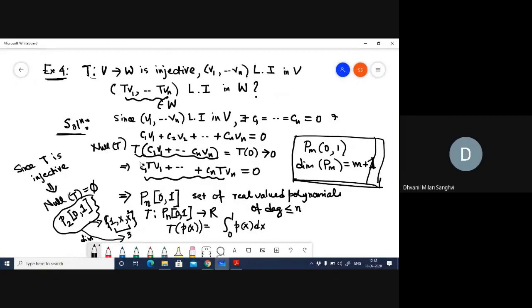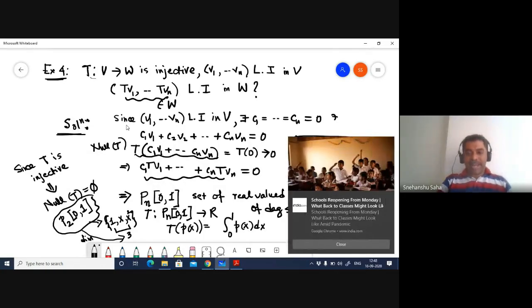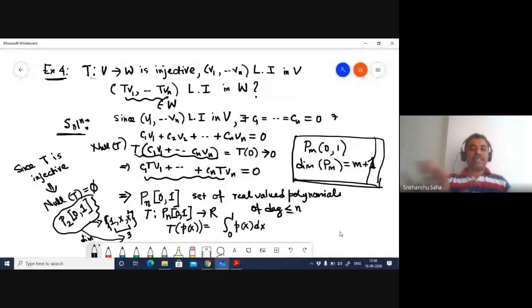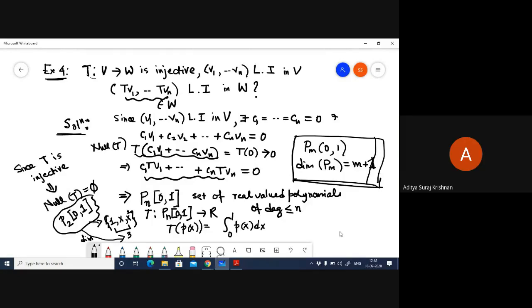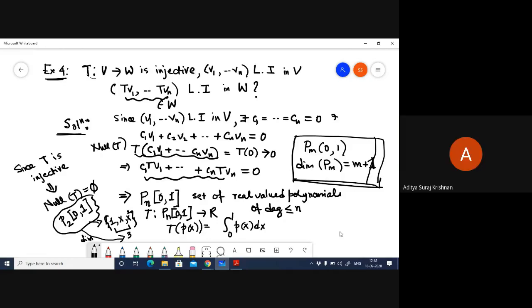Excuse me, sir, what does that 0, 1 signify? You see how I defined the transformation? It means the domain is the real numbers that you choose are already between 0 and 1. That's the way the integral's lower limit and upper limit are 0 and 1. Yeah, got it.